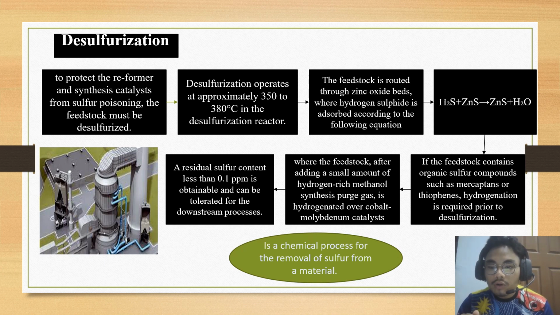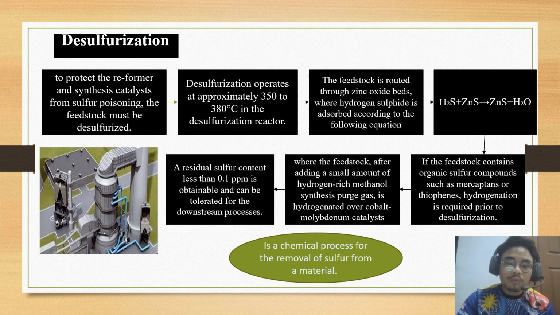If the feedstock contains organic sulfur compounds such as mercaptan or thiophene, hydrogenation is required prior to desulfurization, where the feedstock, after adding a small amount of hydrogen-rich methanol synthesis purge gas, is hydrogenated over a cobalt molybdenum catalyst. A residual sulfur content of less than 0.1 ppm is obtained and can be tolerated for the downstream process.